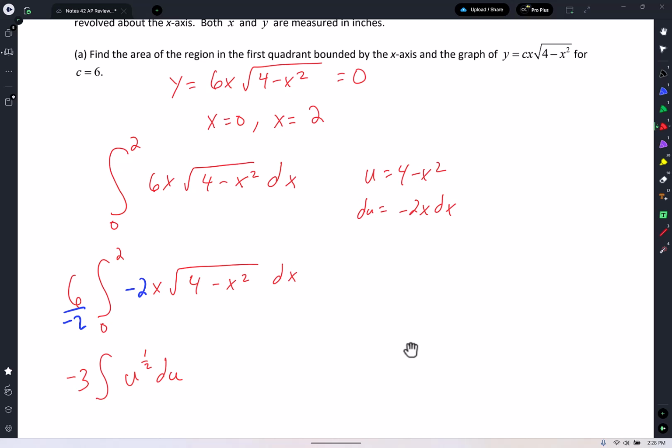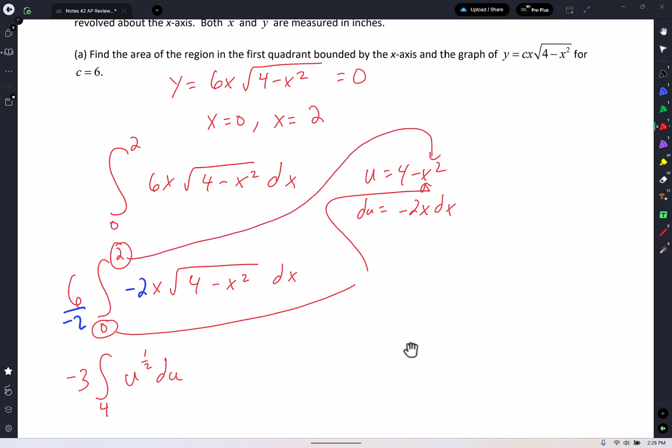When x is 0, plug in that 0 right here, guys. When x is 0, u is 4. And no yawning, that's a demerit. When x is 2, u is 0. 2 squared is 4. 4 minus 4 is 0.